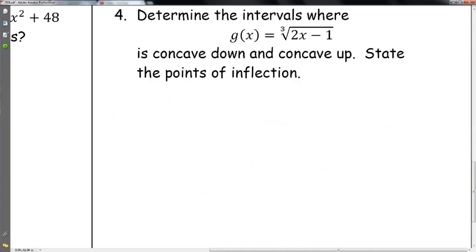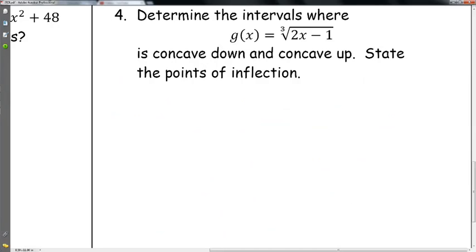Finally, number 4, determine the intervals where g of x is equal to the cube root of the quantity 2x minus 1 is concave down and concave up. State the points of inflection. So I'm going to be kind of putting everything together on this one. So I need to find my first derivative.